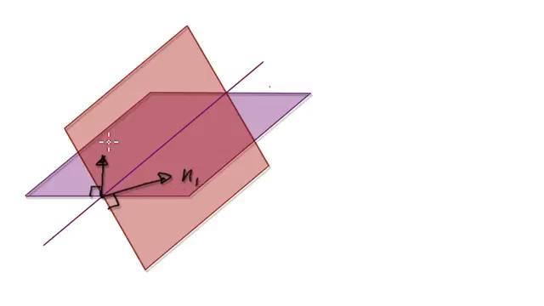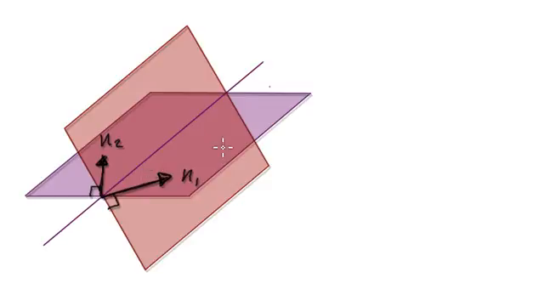The trick is to realize that, well, looking at this plane here, take the normal vector. That will then give you this. So this is at 90 degrees. Now looking at the red plane, take the normal vector. That will then give you this. So this is your n1. This is your n2.